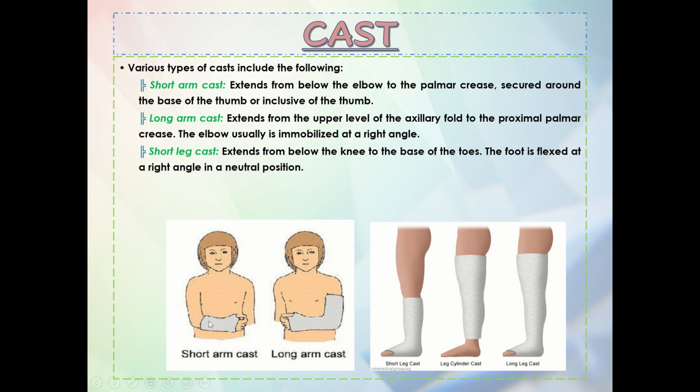So short arm cast, in our example, ito siya. If you would see, short arm cast is really different from long arm cast in terms of the length and in terms of yung kung saan siyang part na ilalagay sa ating arm. Okay? So, short arm cast, it extends from the elbow. So, from the elbow to the palmar crease here, secured around the base of the thumb or inclusive of the thumb. So, pwedeng inclusive yung thumb or around the base of the thumb lang. Okay, so again, si short arm cast from below the elbow to the palmar crease. Ito. Again, from below the elbow here to the palmar crease. So this is where we place our short arm cast.